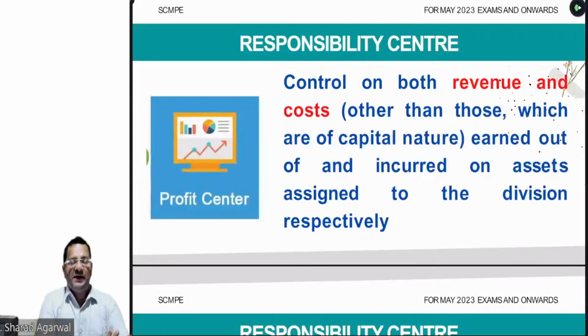If a department is regarded as a profit center, it is not only performing the function of a cost center, but is also performing the function of a revenue center. So अगर हम कोई भी डिपार्टमेंट को प्रॉफिट सेंटर बोलते हैं, वो ड्यूल कैपेसिटी में काम करेगा.